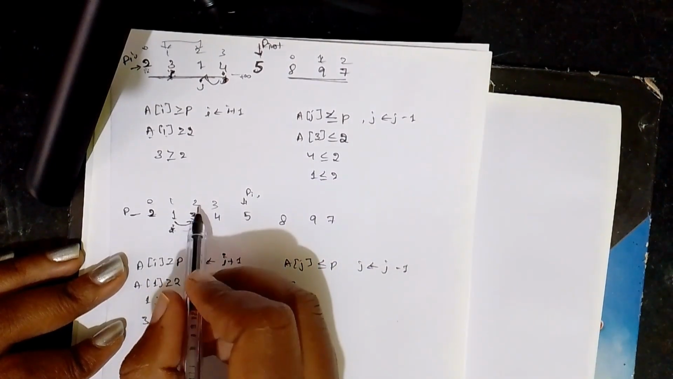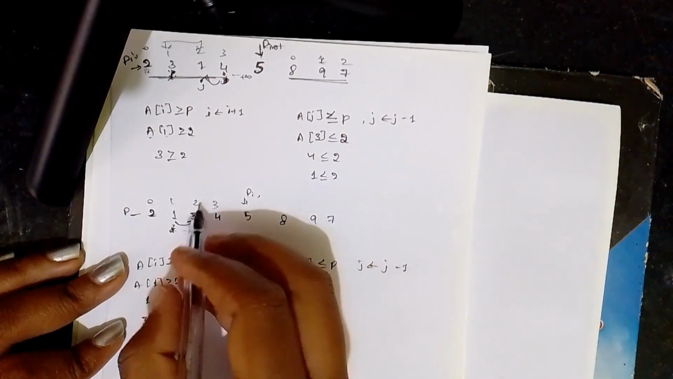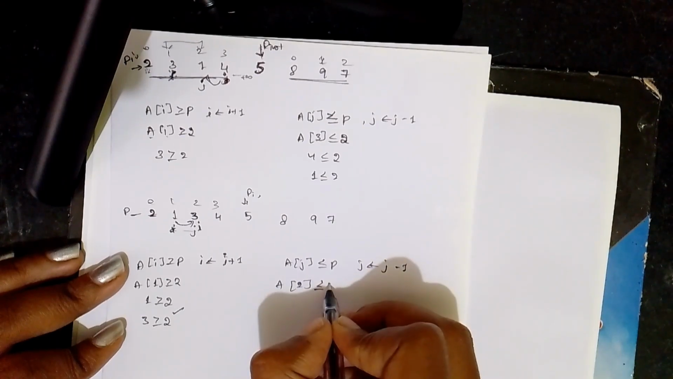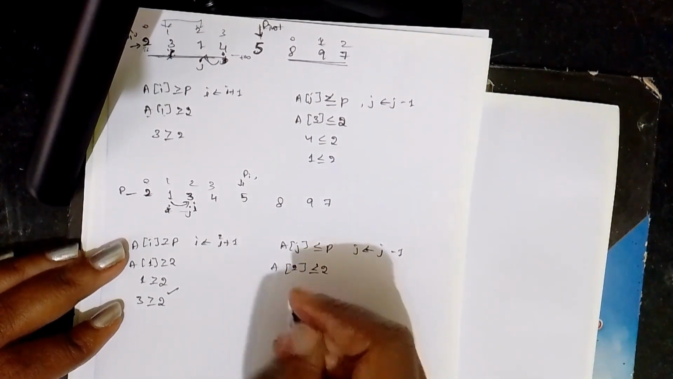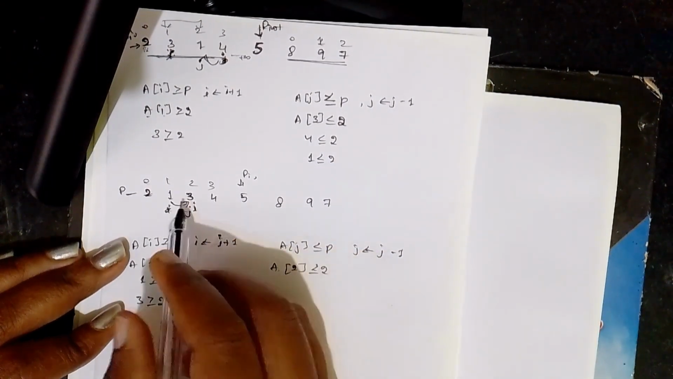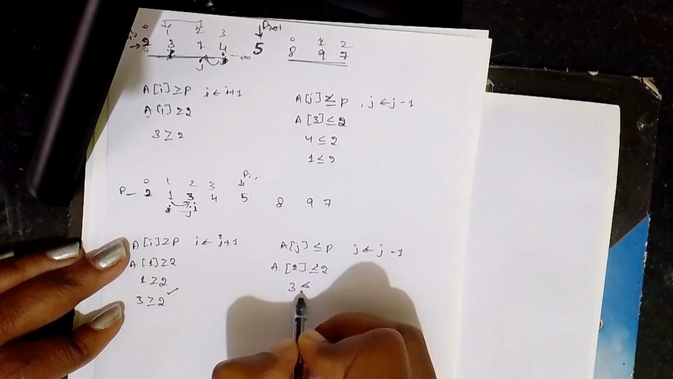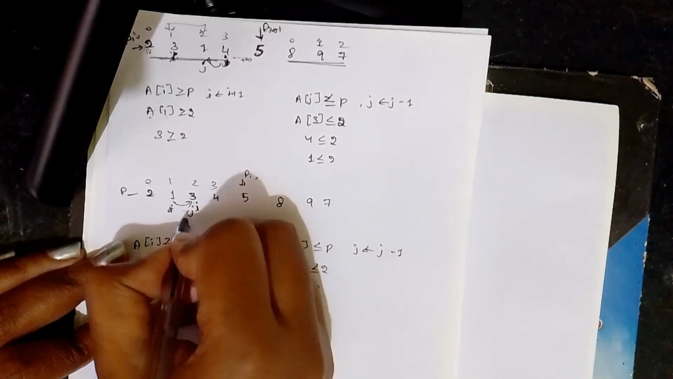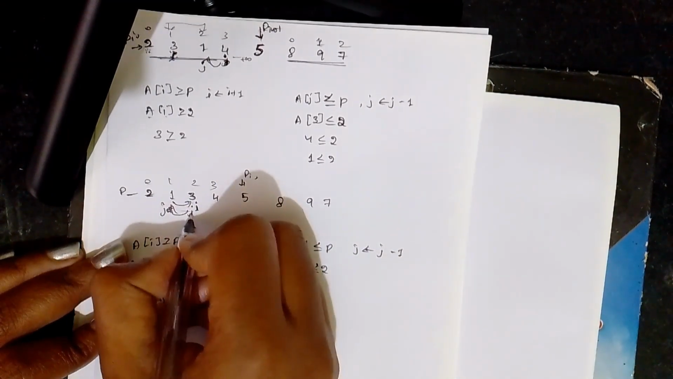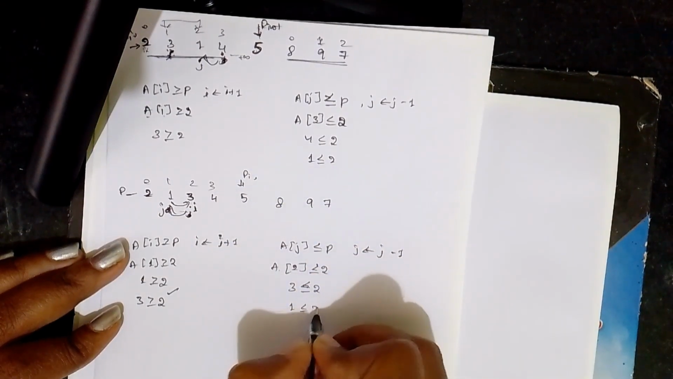Here J is at index 2, and the pivot element we have is 2. A of 2 is 3. Is 3 less than 2? No, right? We have to move further. Now J will come here. 1 is less than 2, yes.